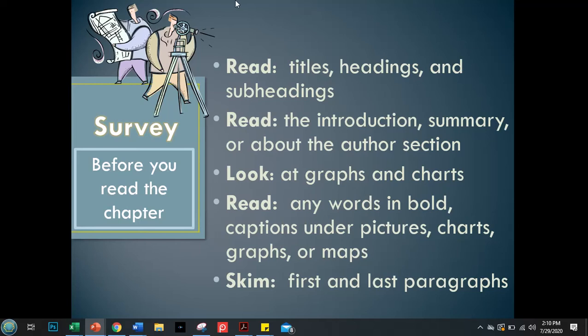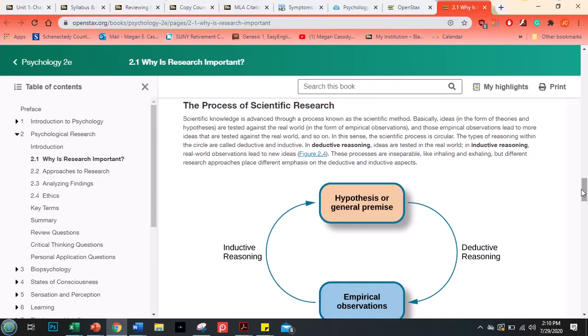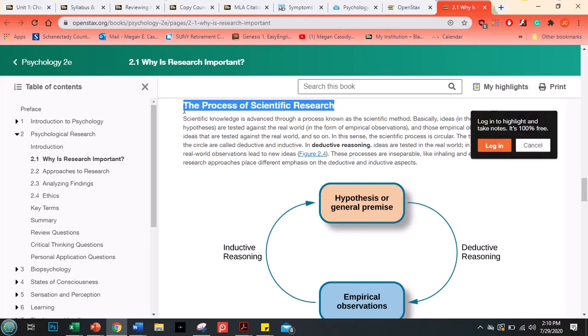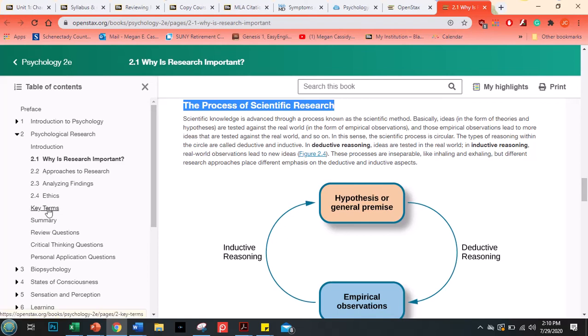So let's take a look back at our textbook. Okay, I'm going to skim over this part about the process of scientific research. So that's the subheading. I keep forgetting. Sorry, guys. That's the subheading. And I do have two terms in bold, deductive reasoning and inductive reasoning. Now, let's say that I kind of have an idea of what that means, but I'm not quite sure. So I know that I'm going to have to look up those words. They're going to be here in the key terms, so that's going to be helpful for me.